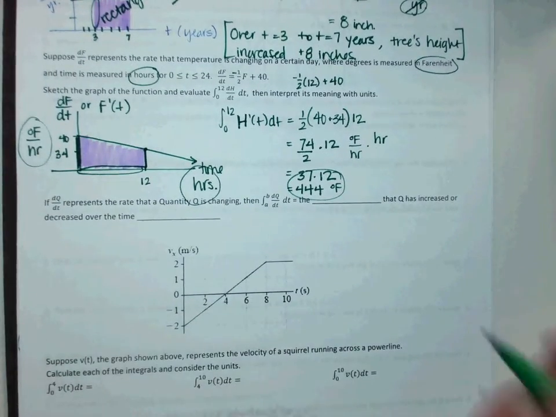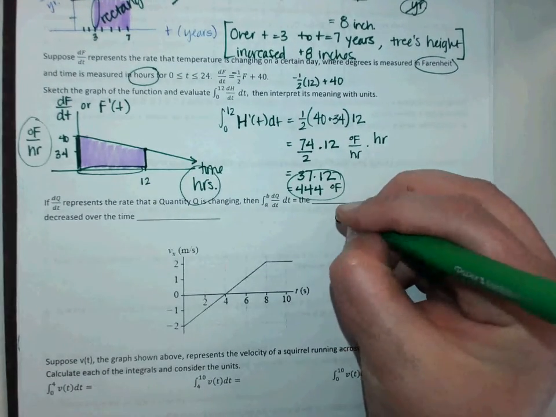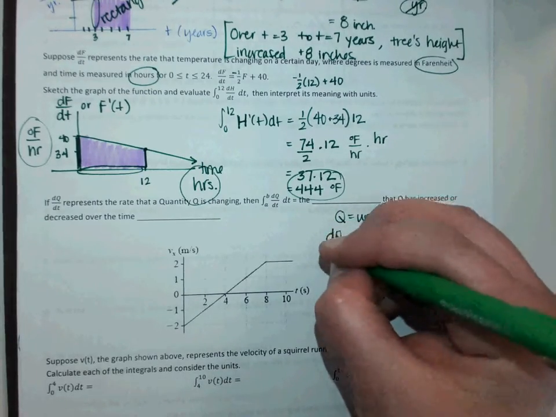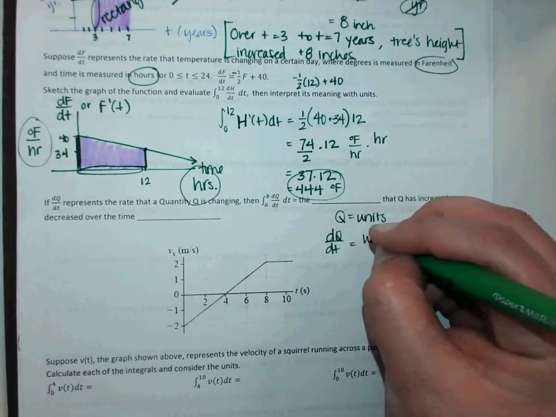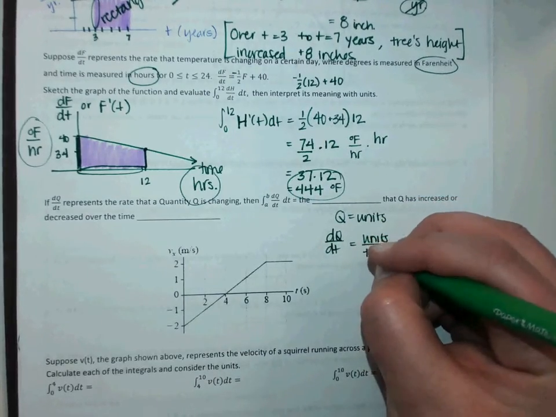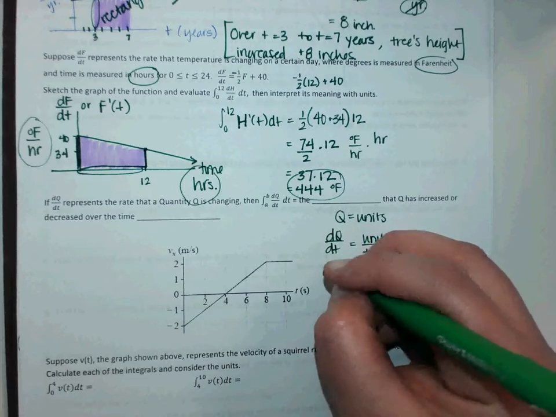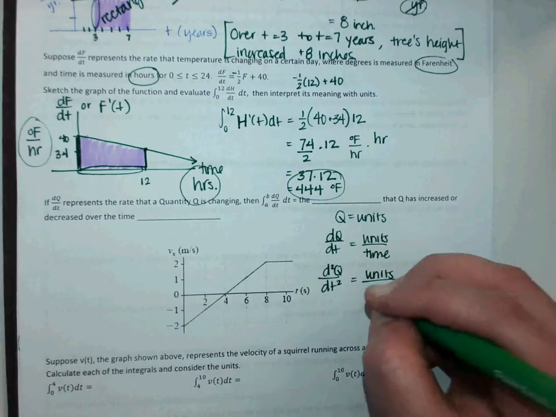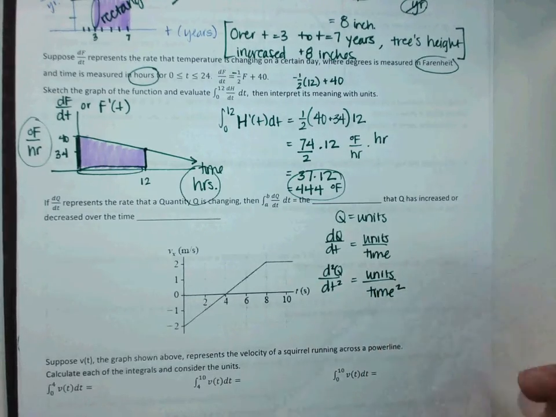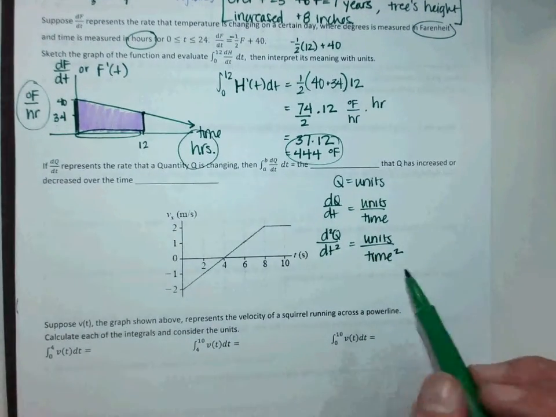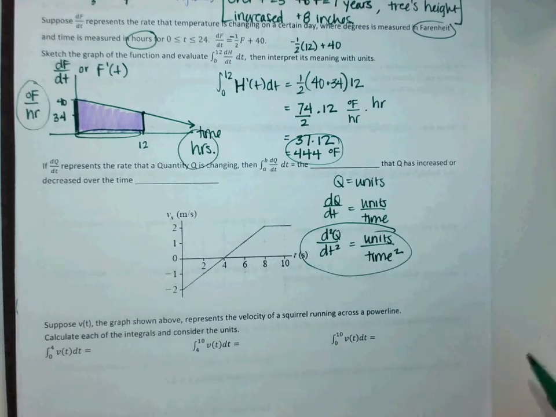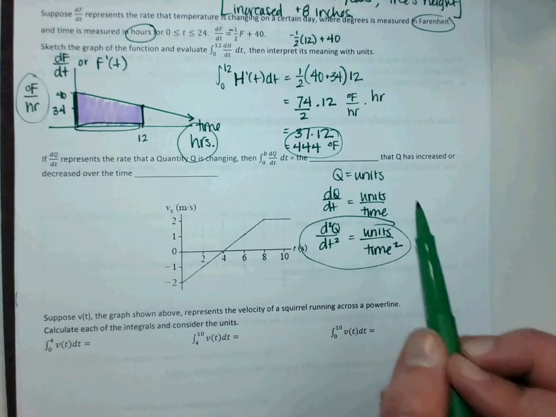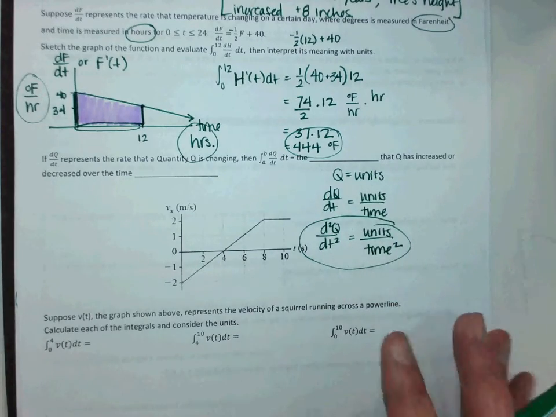Okay, so if Q is in units, then dq dt would be in units per time. And then d squared q dt squared would be units per time squared. So I want you to think about if I do an antiderivative on units per time squared, what would I get? Units per time. What if I integrate units per time? I just get units. Okay?